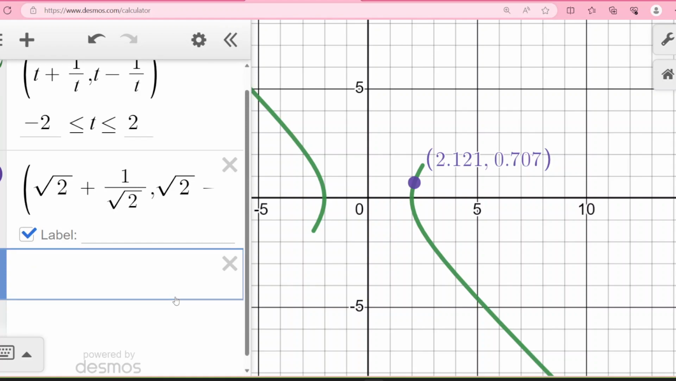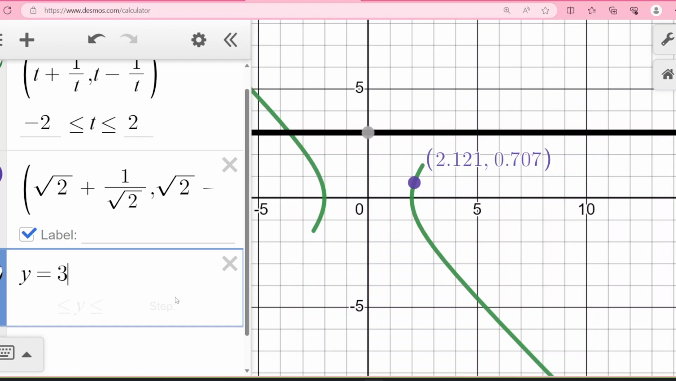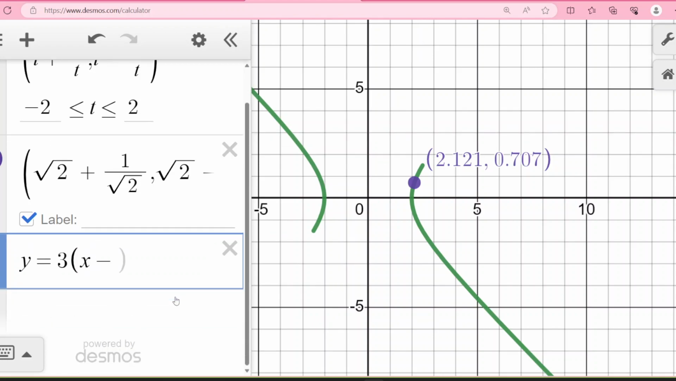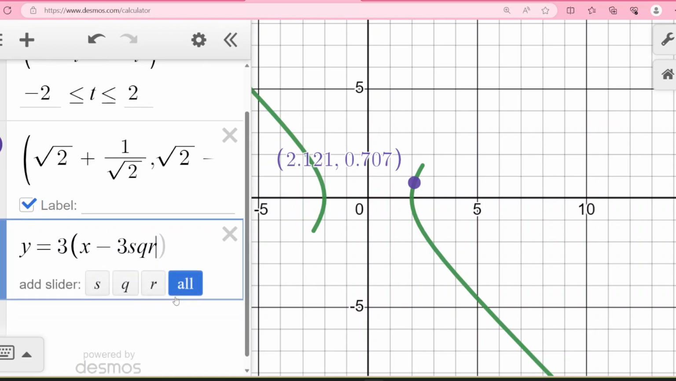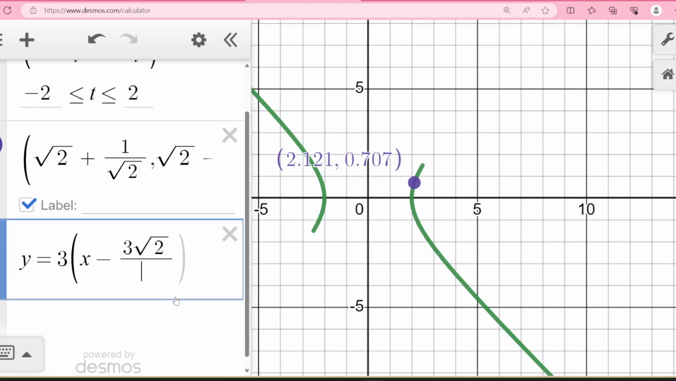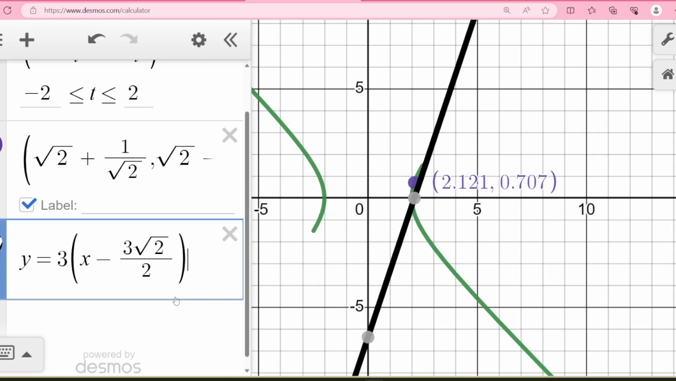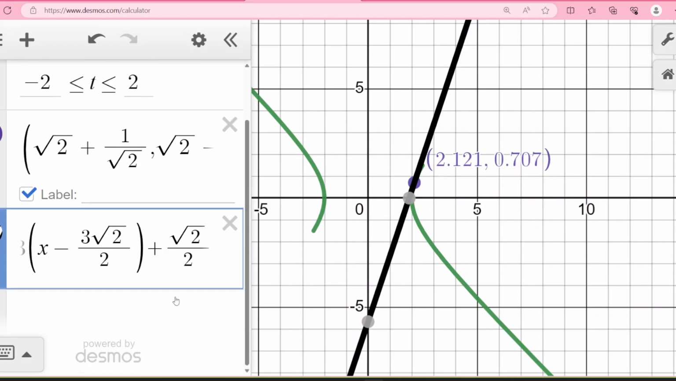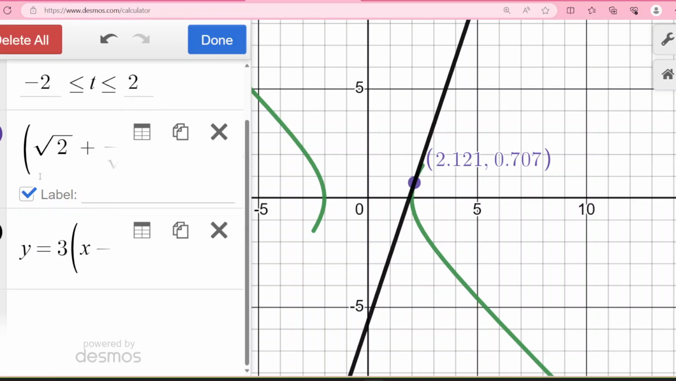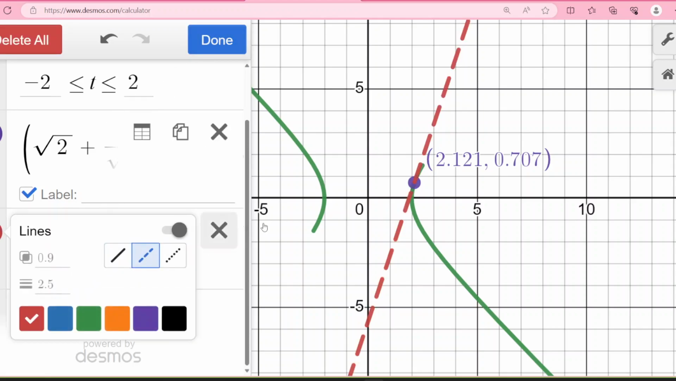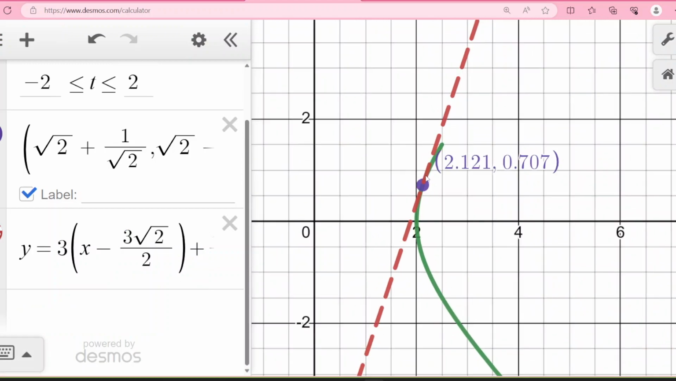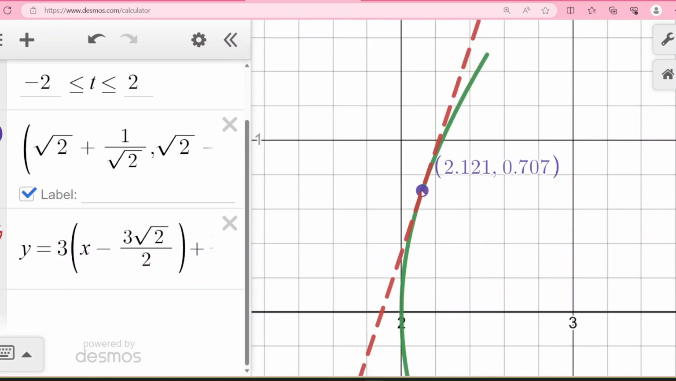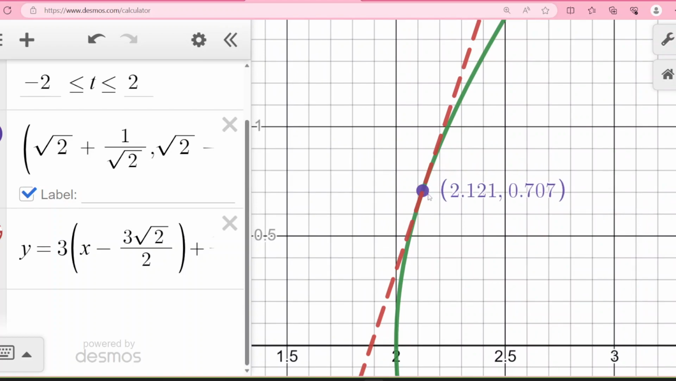And then you'll see that the slope of the tangent line is 3 there, right? When I put in y equals that line we had, 3 times x minus 3 square root of 2 over 2, and then plus square root of 2 over 2. See, it's tangent at that point. I'll make it a different color and dashed. And you can see, zoom in here, this red dashed line is definitely tangent to that curve at that point. It's got a slope of 3.